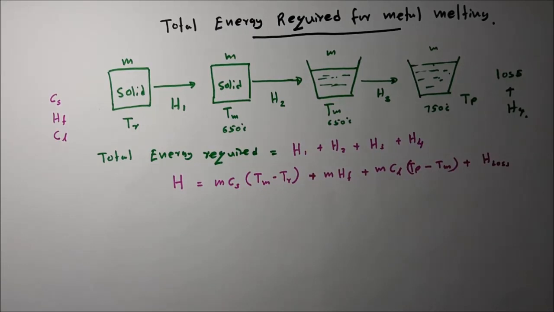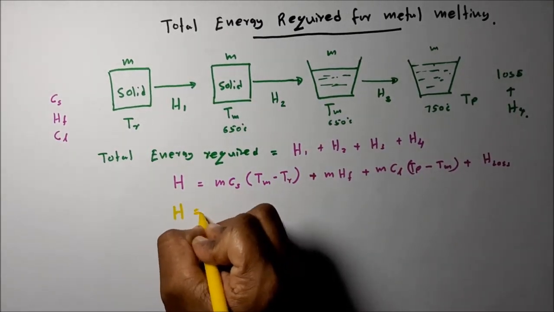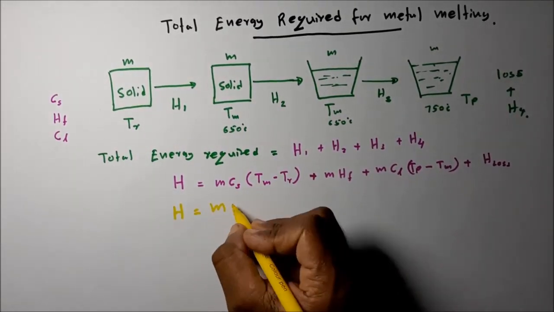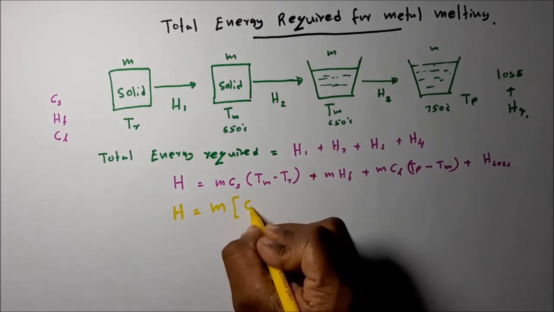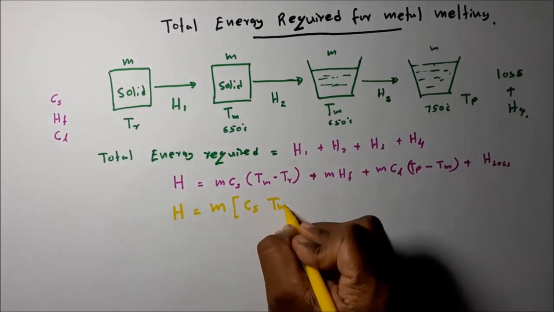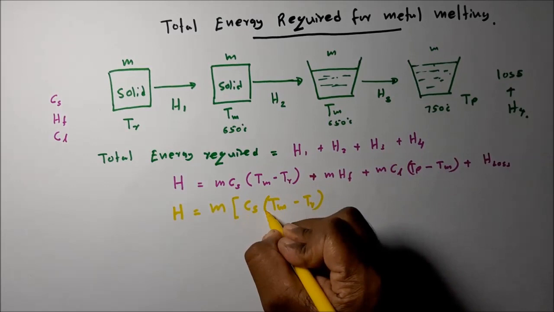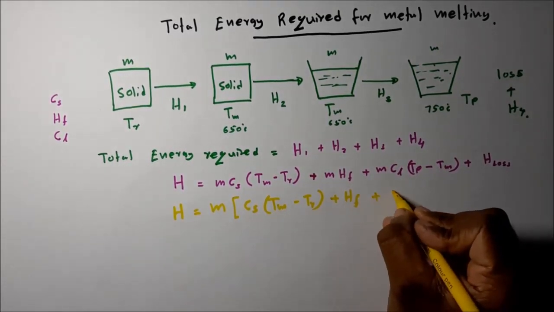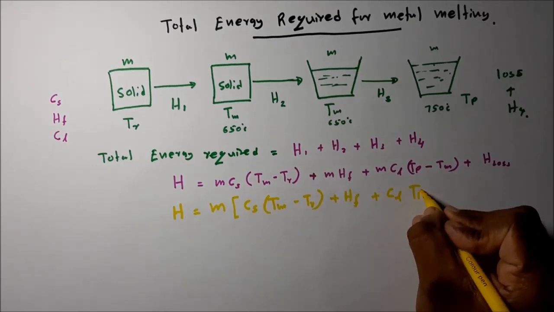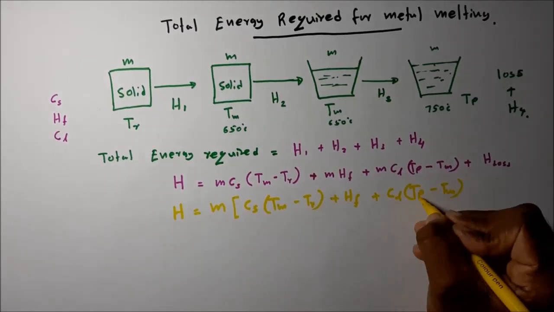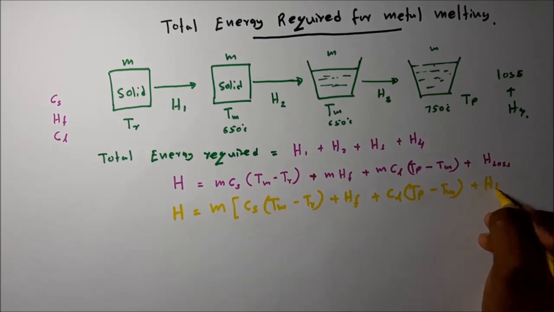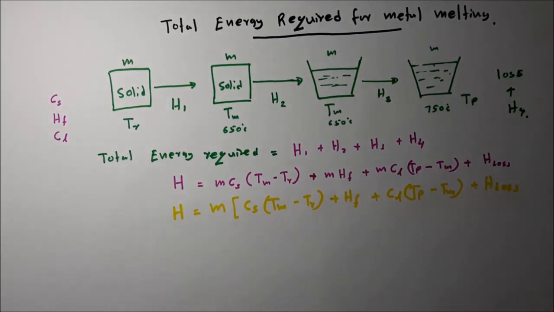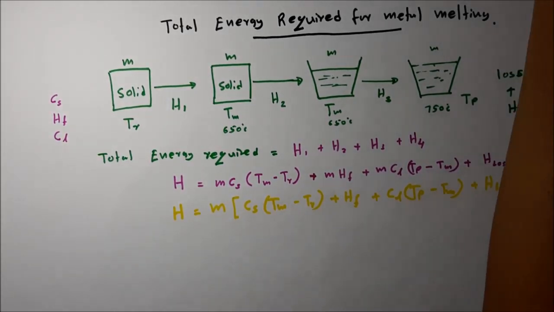This is the equation we obtain. So H is equal to, taking M out as a common term, M times CS, Tm minus Tr, plus HF, plus CL, Tp minus Tm, plus H loss. The final equation we can write.